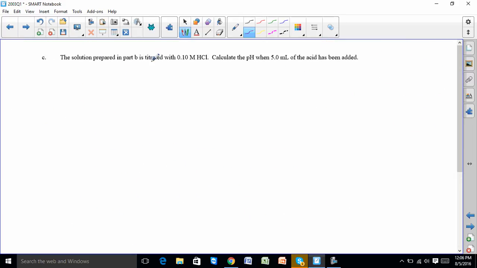C, the solution prepared in part 1 is titrated with 0.1 molar HCl. Calculate the pH when 5 mils of the acid has been added. Okay, this is a brutally tough problem. So here's what you need to know. It's not really, but remember when you did titration, we had those packets, we did strong acid, weak base. So basically, you have C6H5NH2, which is a weak base. And you're titrating it with HCl, which is a strong acid.